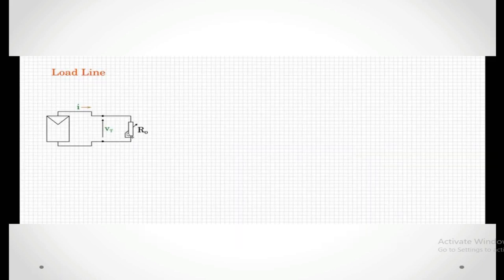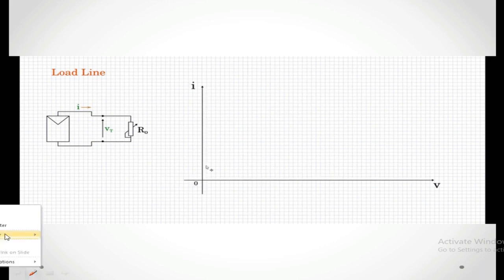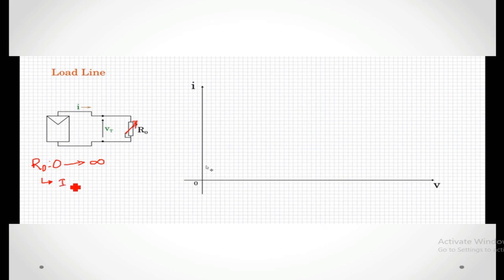So here we have a PV cell. Here we can see a load resistance is connected to the PV cell, which is a variable one. So it is a variable resistance, which means it can vary from 0 to infinity. When we vary this resistance, what is the effect of this resistance on the IV characteristics? Okay, so let us see.